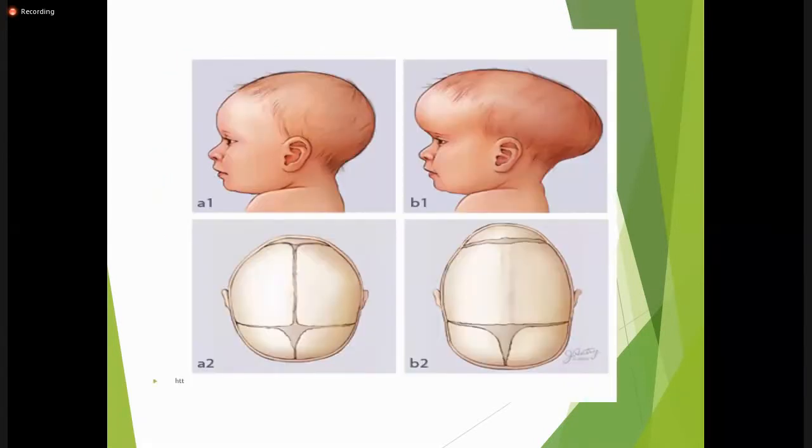You can see here, this is the normal, in which the suture lines are open, and as the bones expand with brain growth, the head shape is normal. But here you can see this sagittal suture has been closed prematurely. It can be felt as a ridge over this suture line, and when this happens, the shape of the head is distorted.